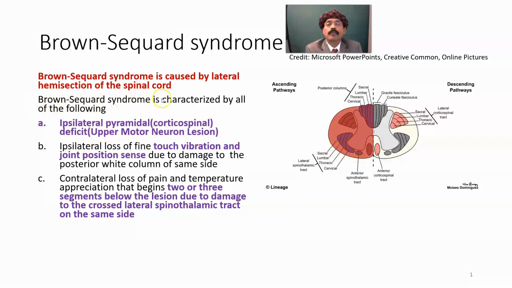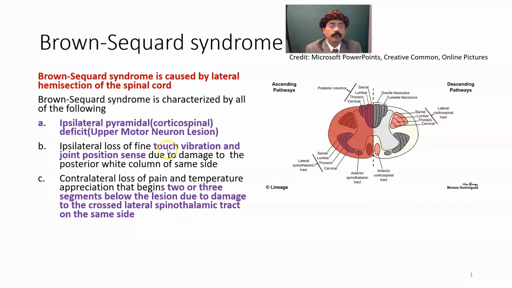So Brown-Sequard syndrome is characterized by the following. We have ipsilateral pyramidal or corticospinal deficits of the upper motor neuron lesion. That is the upper motor neuron lesion that extends from the cerebral cortex to the brainstem or to the spinal cord.